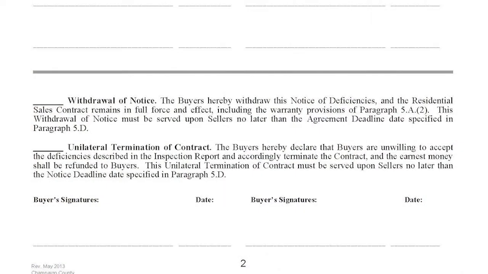Withdrawal of notice, this is the, oh, how foolish I have been. I'm sorry, I take it all back. Now, note that that's qualified. Withdrawal of notice must be served upon sellers no later than the agreement deadline specified in 5D, meaning to avail yourself of that option, you have to do it no later than the second deadline in the inspection contingency. So, as always, you serve your notice by the first deadline, the notice deadline, and if you're going to have a change of heart, I take it all back, you must do that prior to the second deadline.